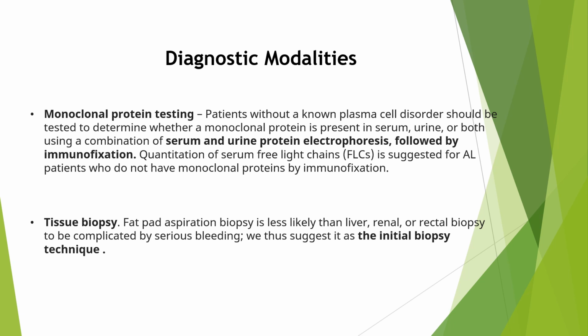Apart from that, we need to see the quantity of the serum free light chain ratio, which is suggestive in patients for AL amyloidosis who do not have monoclonal protein by immunofixation.